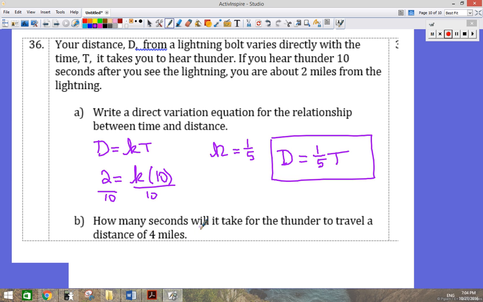So now it wants me to apply what I've learned to this situation. How many seconds, that's T, will it take for thunder to travel 4 miles? So the left hand side of this is a 4, and 1/5 of t is equal to 4. Well, if you multiply both sides by 5, 20 seconds. How many seconds? 20 seconds will it take for thunder to travel 4 miles. So 2 miles is 10 seconds. Double that, and that's 4 miles. Double the time, 20 seconds.